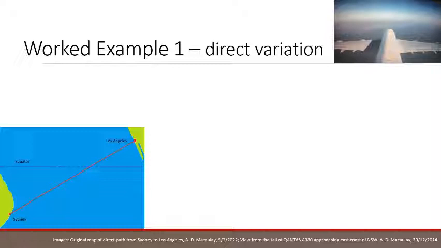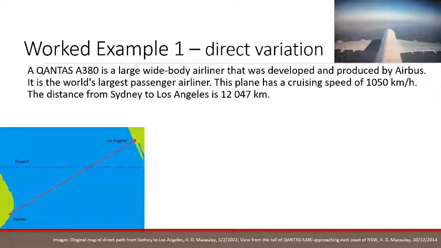And here's worked example 1 about direct variation. A Qantas A380 is a large wide-bodied airliner that was developed and produced by Airbus. It's the world's largest passenger airliner. This plane has a cruising speed of 1,050 kilometres per hour. And the distance from Sydney to Los Angeles is 12,047 kilometres.